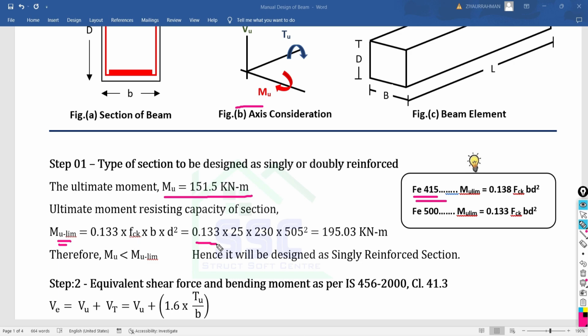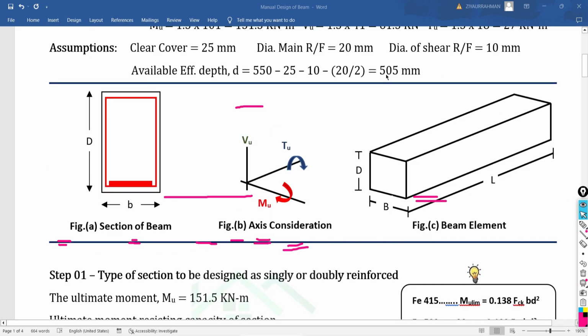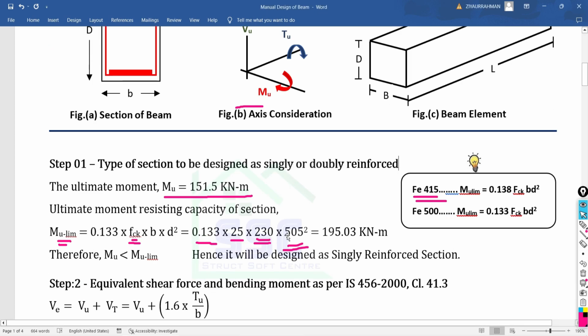Here 0.133 multiplied by 25, the characteristic strength of concrete, multiplied by the width of the beam 230, multiplied by effective depth square. How much is the effective depth? Let me check that. It is 505, so I am going to put it here as 505. So you are getting the value as 195.03 kilonewton meter. This is the capacity of your section, and this much moment is coming to your section. Whatever the load is coming, that is 151, and the capacity is 195. So action is less than the capacity.